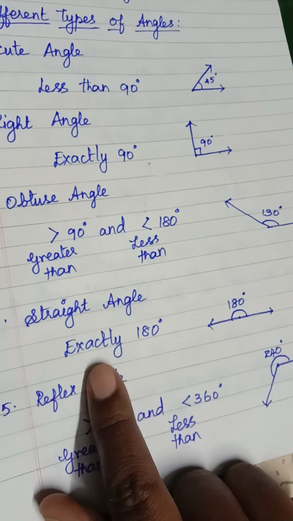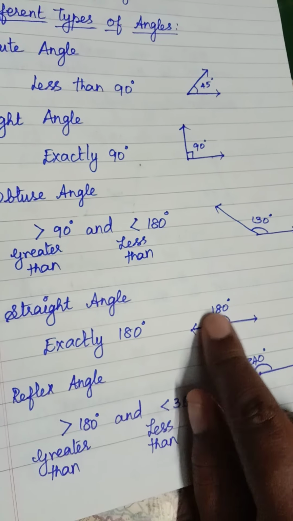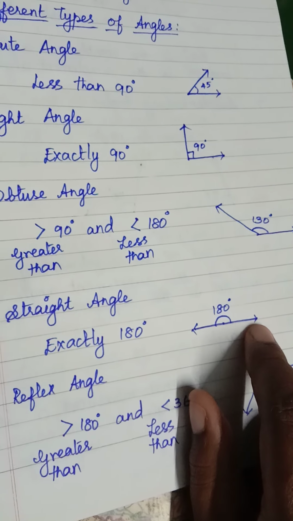Next, what is a straight angle? A straight angle will be exactly 180 degrees. See, this is a straight angle. It has exactly 180 degrees.